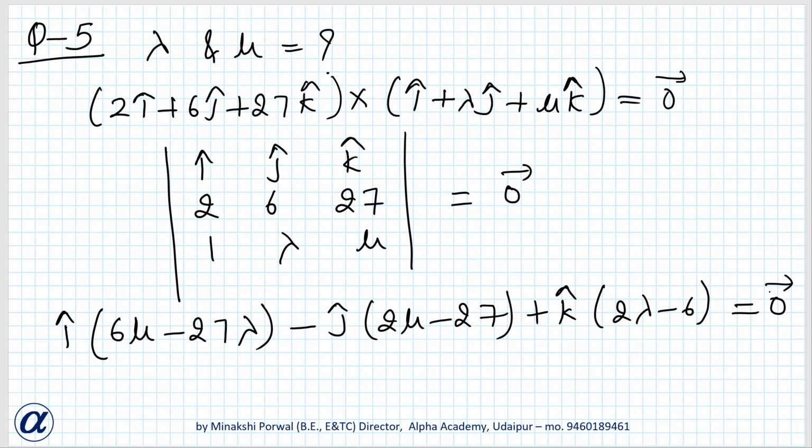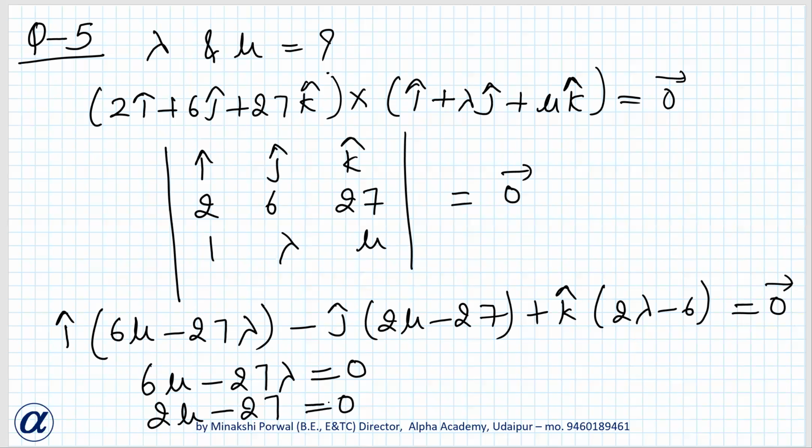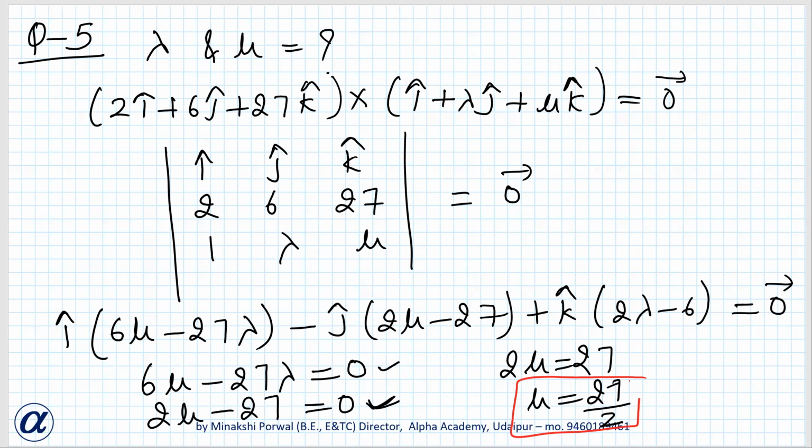So when we compare LHS and RHS, we get 6μ − 27λ = 0, 2μ − 27 = 0. Okay. So 6μ − 27λ = 0. Here both the variables are there, so first of all, we'll find this value. So 2μ = 27, or μ = 27/2. Okay, so first answer is this.